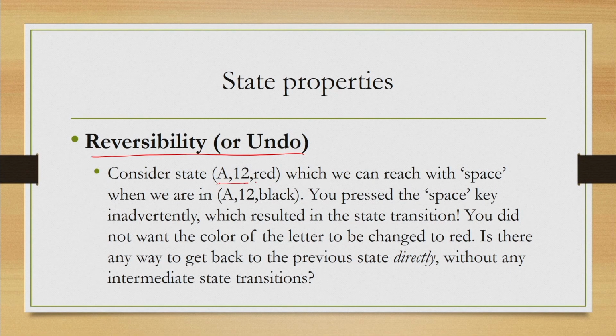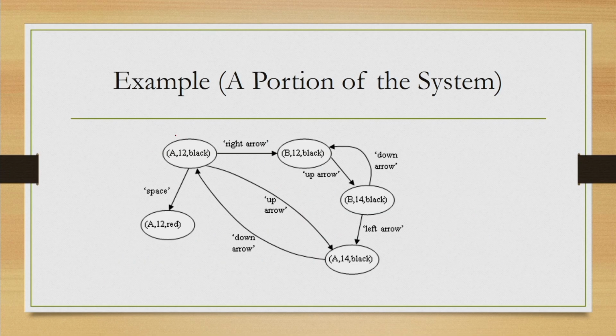In this case, by mistake, if we enter the state A12 red from the state A12 black, can we actually go back to this A12 black, because the space key I pressed by mistake and I want to rectify my error? So, can I do that directly without any intermediate transitions from A12 red to A12 black? Can we go back? That means here I was at this state A12 black. Now, by mistake I pressed the space key and I entered this state A12 red. I want to check if from here I can go back to this original state.